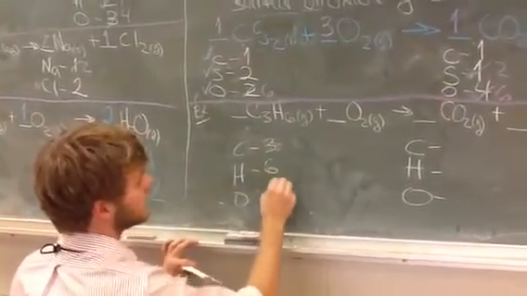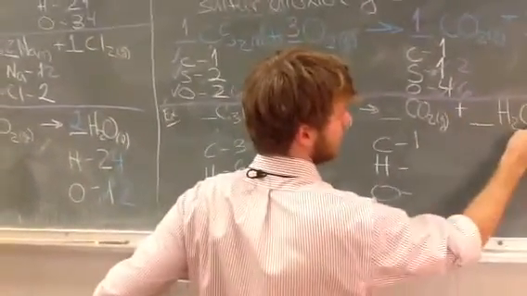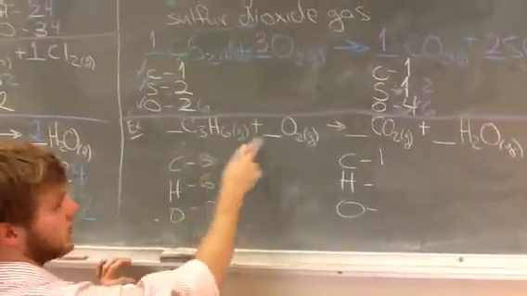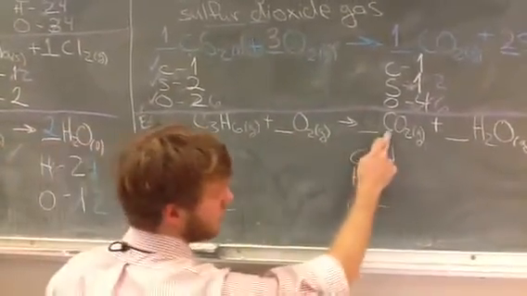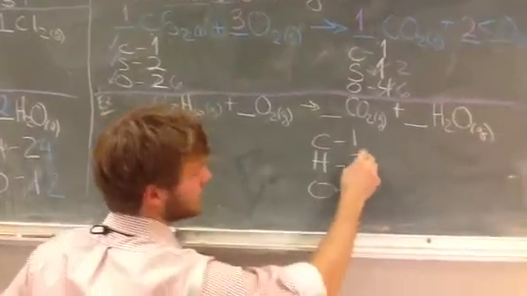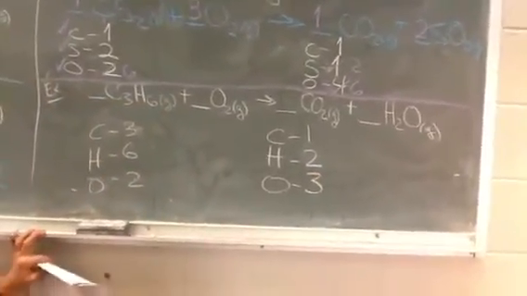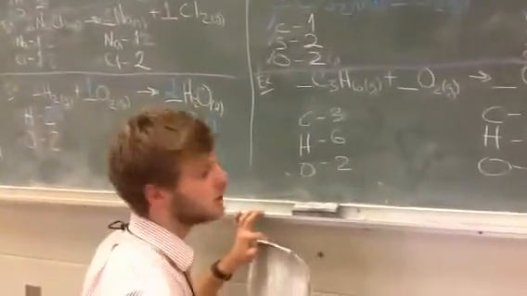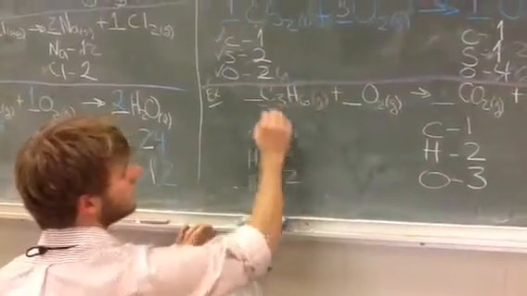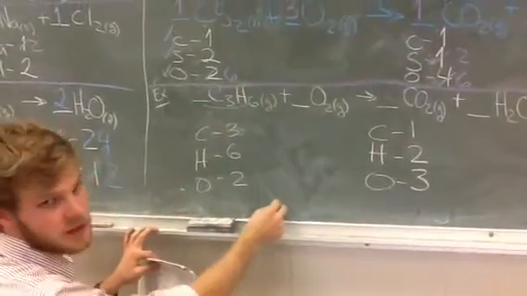3, 6, 2, 1. I realize I did that fast. 3 carbons, 6 hydrogens, 2 oxygens. 1 carbon, 2 hydrogens, 2 oxygens, 1 oxygen, 3 oxygens. Okay, so now we've got to balance this. Well, I'm thinking this is the ugly guy. C3H6, he's got the big numbers, so I'm going to mess with him first. Always pick on the ugly guy.